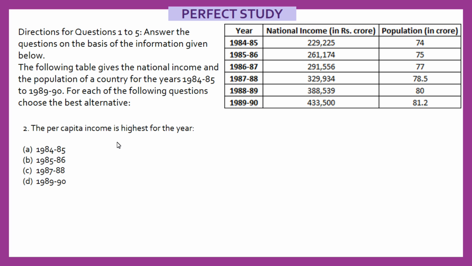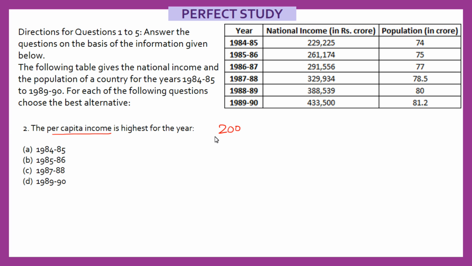The per capita income is highest for the year. Now here there is no question on percentage increase or percentage decrease, or increase is highest or increase is lowest. The simple question is when the per capita income is highest. Should we calculate each year's per capita income and check where it is highest? No, not at all. So let me just explain with a simple concept here.